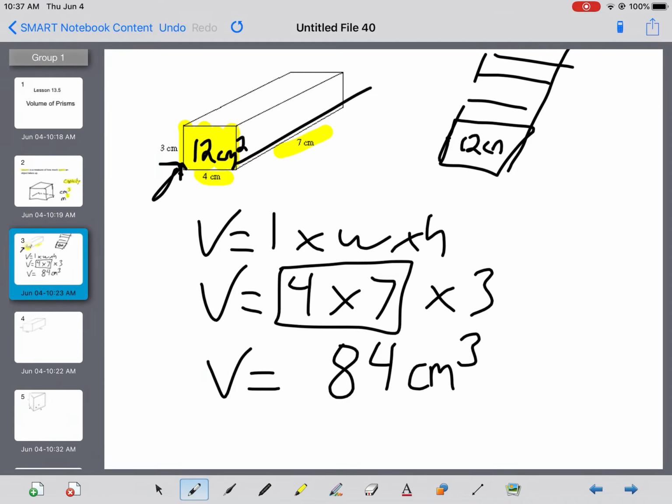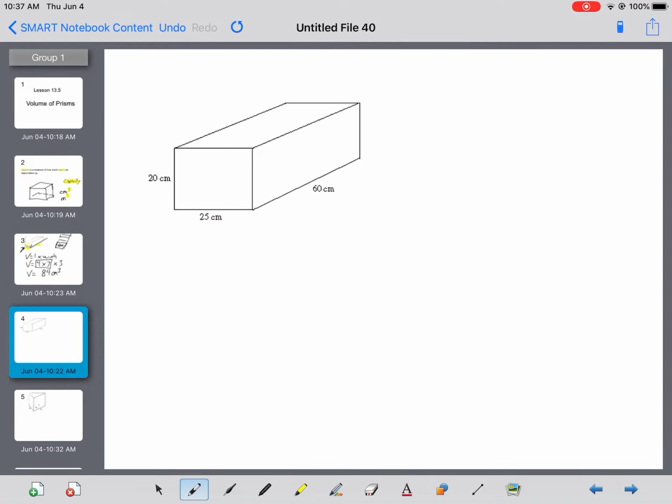So basically what I want you to understand, grade 7, is if you can find the base of this object, and then you just multiply by the height, or this by the height, you will find the volume. So let's try that with one more rectangular prism.